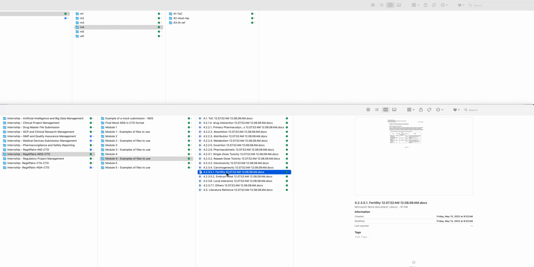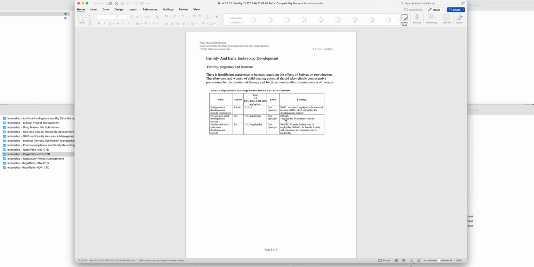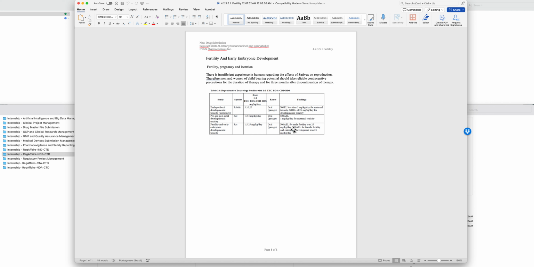Then we have studies about fertility. Here we are going to look into the effect of the drug that we have, or the active pharmaceutical ingredient. And here, as you can see, this is written in a tabulated summary. And again, we refer, of course, to the literature, and all of these articles are going to be added into section or module 4.3 for the literature.